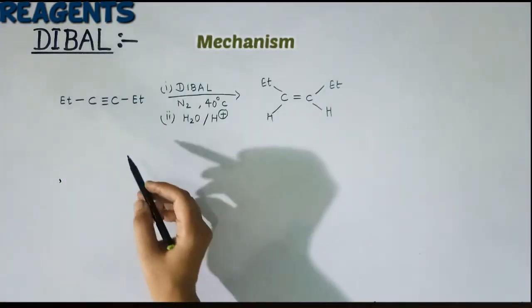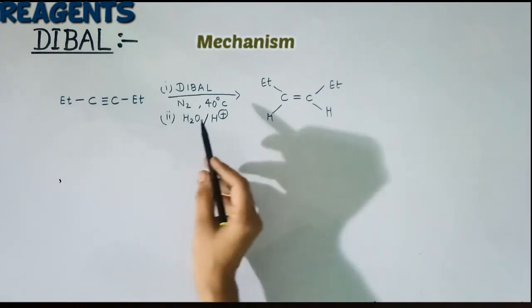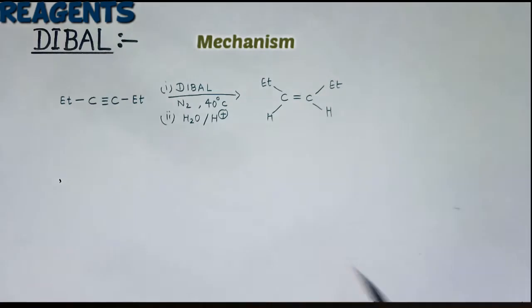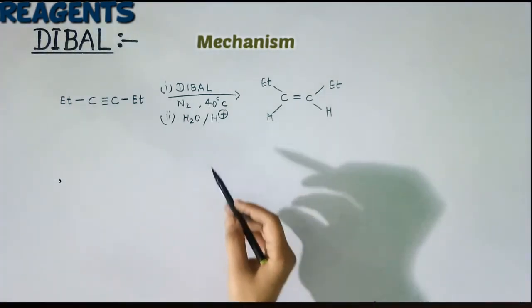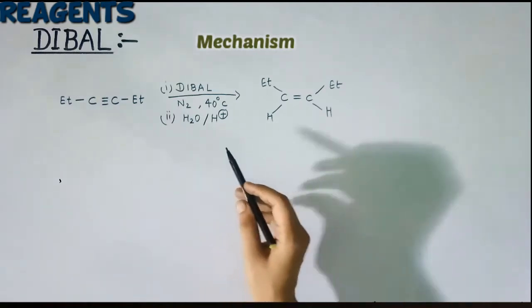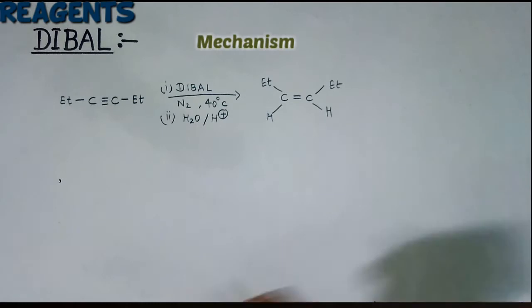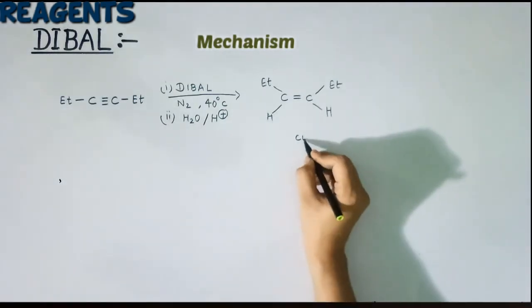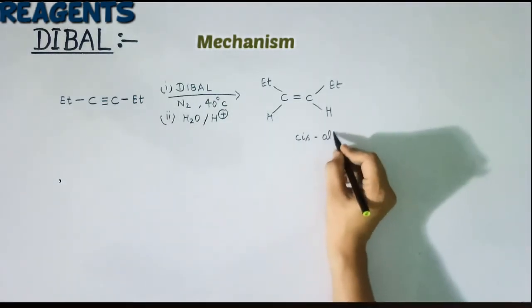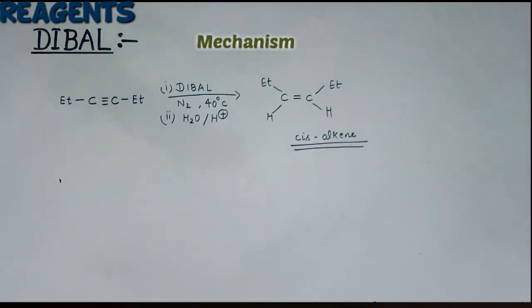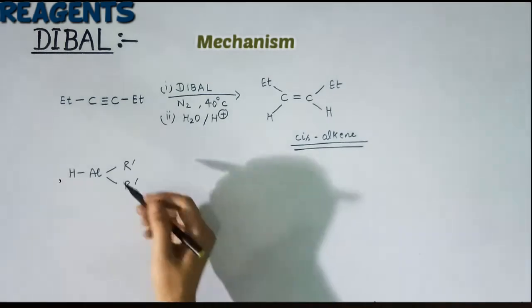So this is our first reaction, in which this is an alkyne, and it is reduced with DIBAL in the presence of nitrogen as an atmosphere at 40 degrees Celsius, and hydrolysis is done. You can see an alkene is formed. And what type of alkene is this? This is actually a cis alkene. Why not trans? We will discuss. So let us see the mechanism.